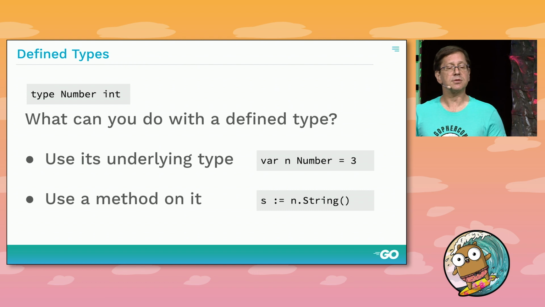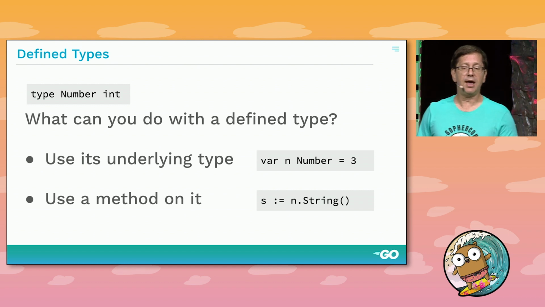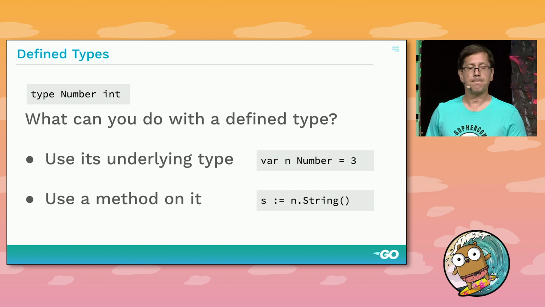We've covered variables, constants, and functions. Now let's move on to types. Types are complicated. We'll start with defined types. A defined type is a type that you define with a name, like number here. The type that you give a name to is called the underlying type. Here it's int. There are really only two things you can do with a defined type: use its underlying type in some way, like the variable initialization here, or call one of the defined type's methods.